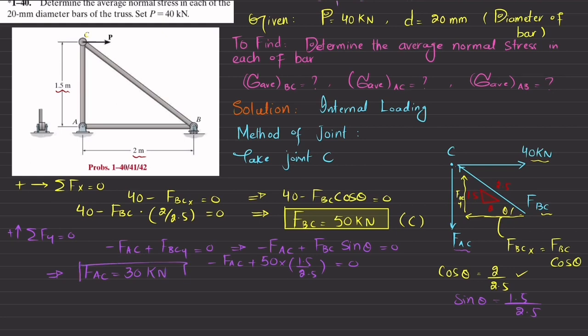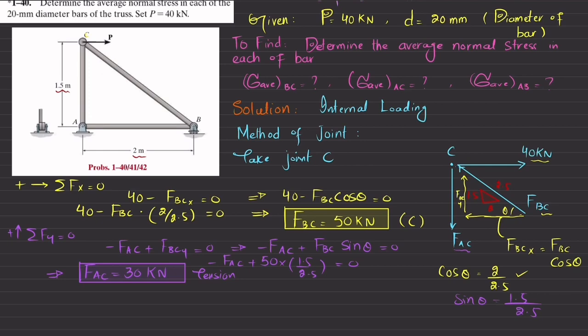The value is positive, so it means that the force exerted by this member at point C is in compression. So as per Newton's third law, this force will be in tension. The force exerted by this member at point C will be this. So as per Newton's law, the force in this member will be the tensile one. So it will be in tension.